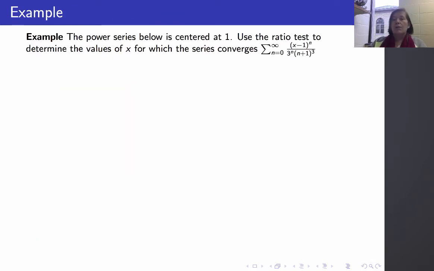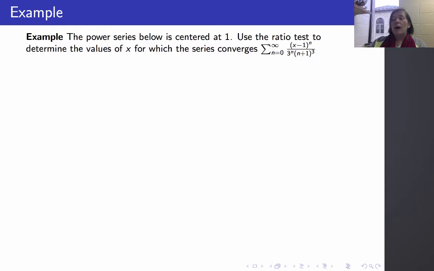Let's look at an example. The power series given below is centered at 1. The formula is given by the sum from 0 to infinity of (x minus 1) to the n over 3 to the n times (n plus 1) cubed. If I plug in x equals 2, I get that the value of this power series is the sum from 0 to infinity of 1 to the n over 3 to the n times (n plus 1) cubed, or the sum from 0 to infinity of 1 over 3 to the n times (n plus 1) cubed.